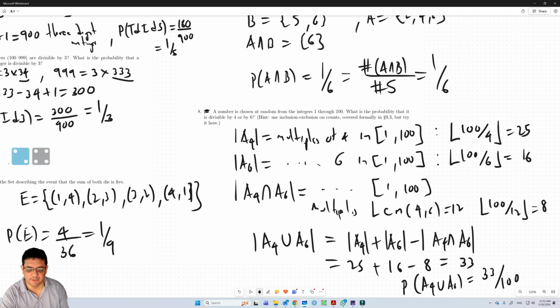So the probability of the event A4 union A6 will be 33 out of 100 total numbers. So once again, you're getting the count over the sample space. Okay, so that is the end of the class notes exercises for section 9.1.